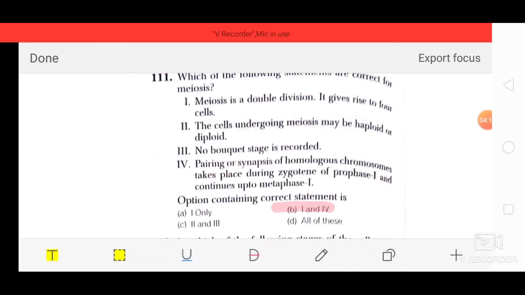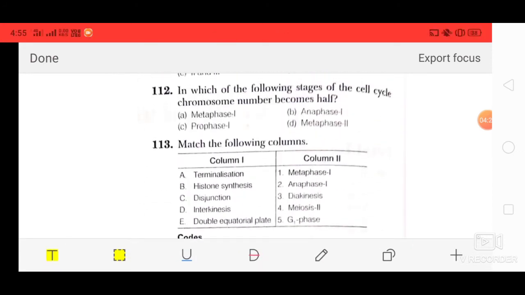Okay. Next question is: in which of the following stages of the cell cycle does chromosome number become half? Means कौन से cell cycle में क्रोमोसोम नंबर हाफ हो जाता है. Options are metaphase 1, anaphase 1, prophase 1 and metaphase 2, and the correct answer of this question is option B, that is anaphase 1.